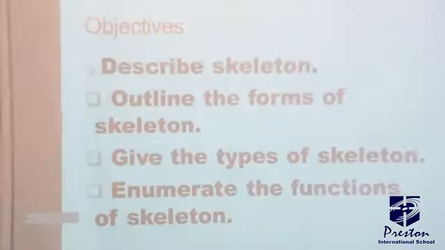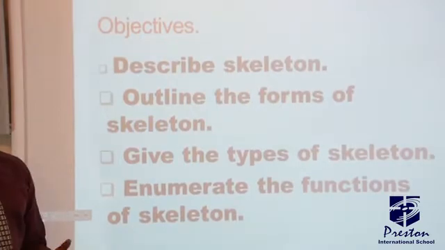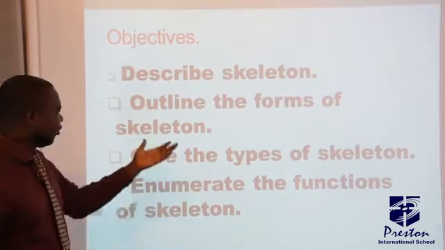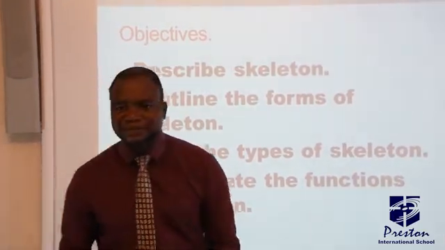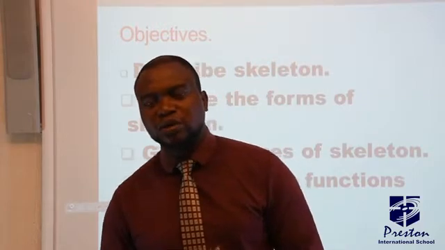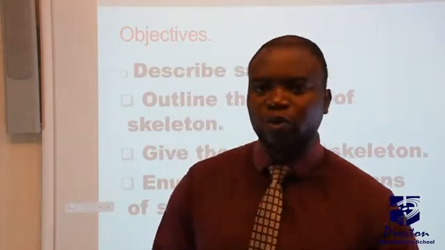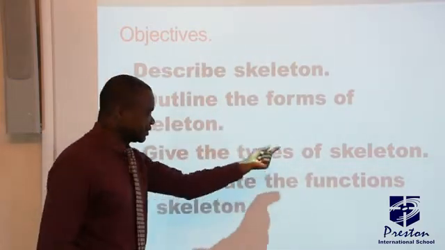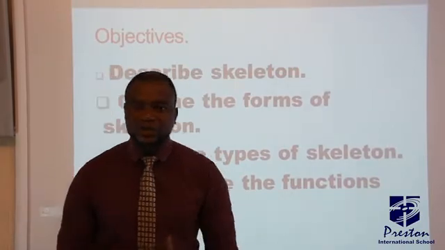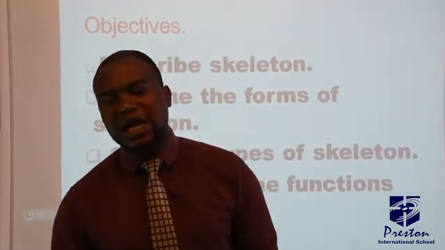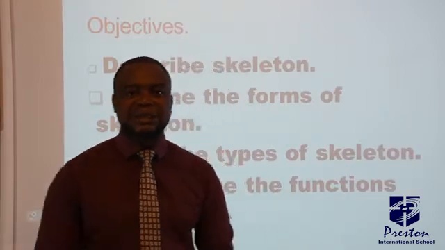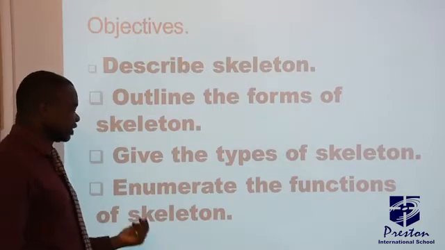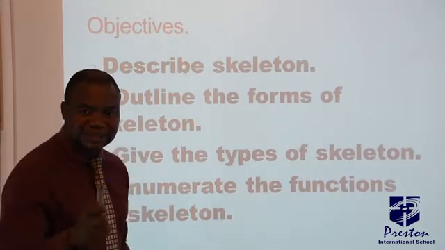Our objectives are: number one, we want to describe what skeleton is. Number two, we want to outline the forms of skeleton. Okay. The forms, please don't mistake the forms for the types. The forms of skeleton include your cartilage, your cuticle, as some people call it chitin, and also we have bone. They are forms of skeleton. Then we have the types. The types are basically the exoskeleton, the endoskeleton, and of course the hydrostatic skeleton, as we have in the case of earthworm. Then we want to enumerate the functions of skeleton. That one, you will learn more about in our Google Classroom.